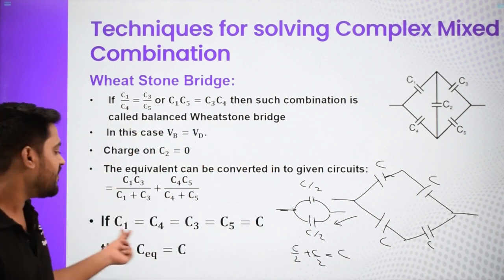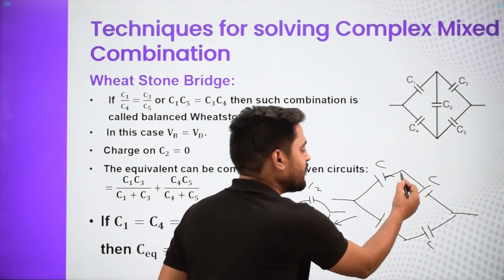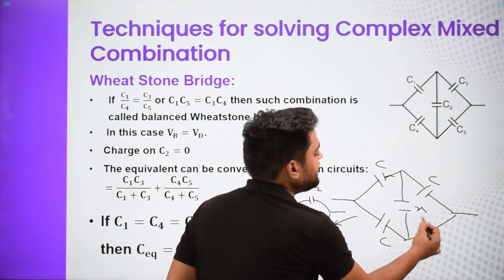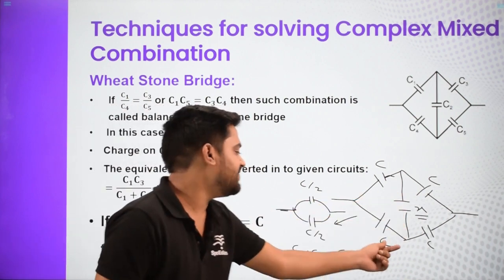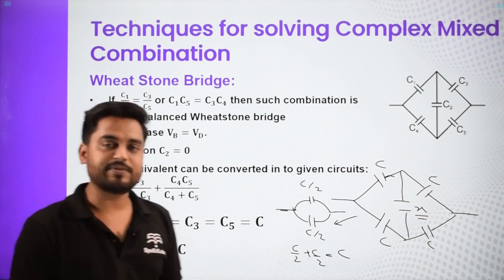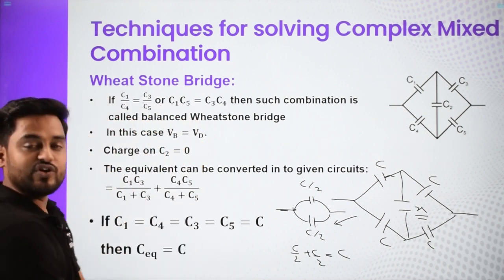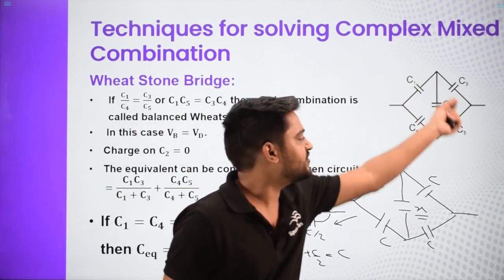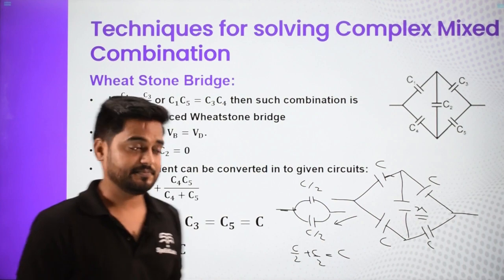So if all the individual capacitors are C, then it does not matter what the middle one is. It can be anything. If all of them are C, then we can simply say the overall answer is also C. So this is the equivalent capacitance when we have a Wheatstone bridge in a question. The entire Wheatstone bridge can be replaced by this single equivalent capacitance C.